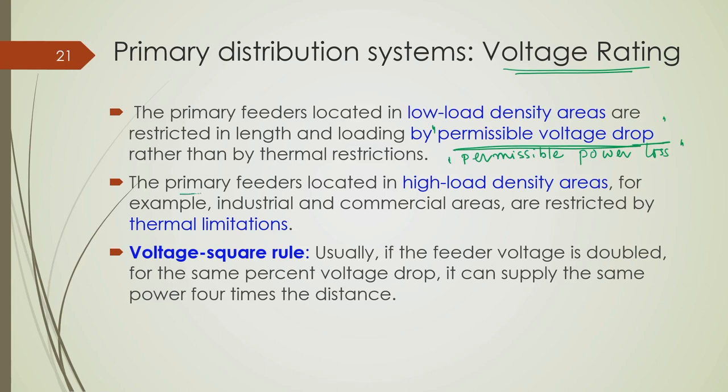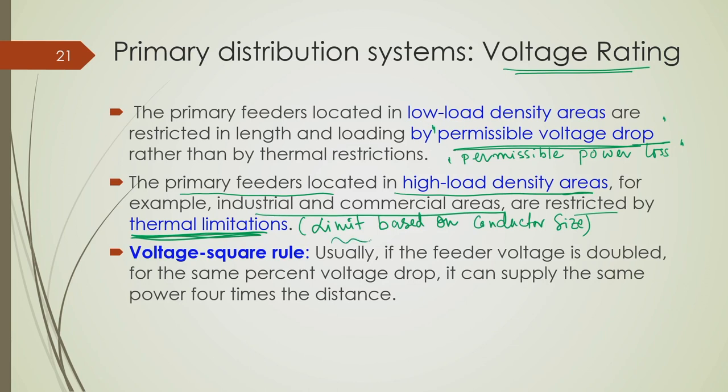Okay. Normally, primary feeders located in high load density areas, for example, industrial and commercial areas in large cities or metropolitan cities, are restricted by thermal limitation. What do you mean by thermal limitation? This thermal limitation is basically a limit of the particular distribution line based on the conductor size.